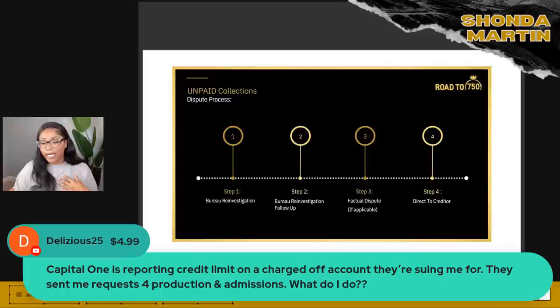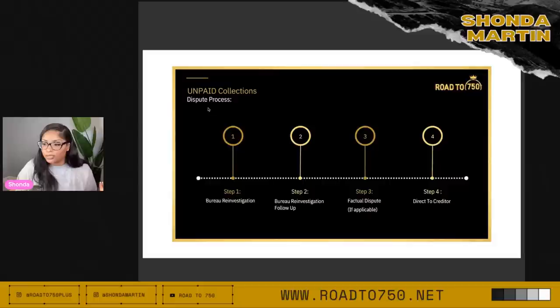So don't expect the deletion. It's not challenging anything. It's just you asking for an investigation. It's just you doing your part first, right? So then step three, if the account still comes back verified as a result of your round two letter, then you will follow up with a factual dispute. And we'll get into the details on what that means in a minute.